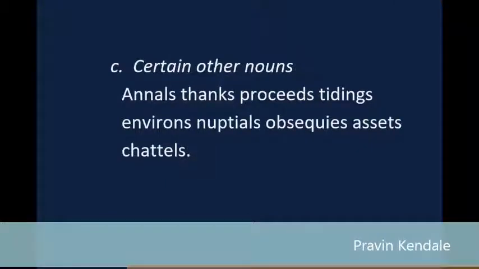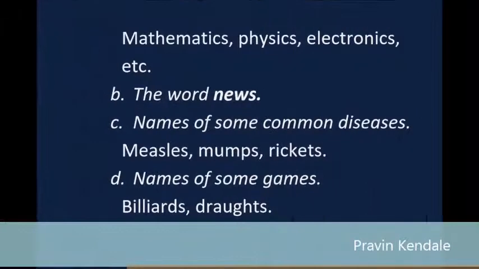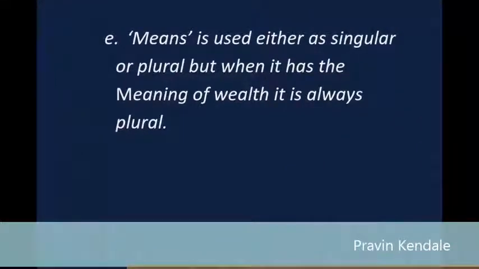11. Some nouns originally singular are now generally used in the plural. Alms, riches, eaves. 12. The following nouns look plural but are in fact singular. A. Names of subjects. Mathematics, physics, electronics, etc. B. The word news. C. Names of some common diseases. Measles, mumps, rickets. D. Names of some games. Billiards, draughts. E. Means is used either as singular or plural, but when it has the meaning of wealth it is always plural.